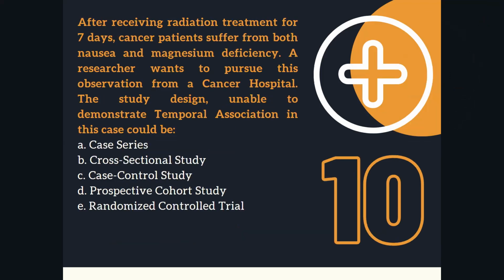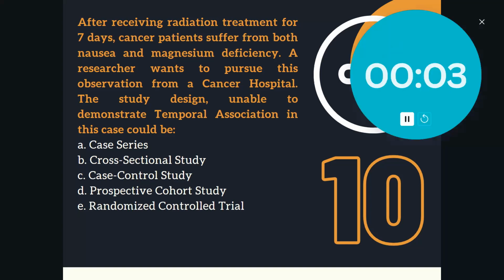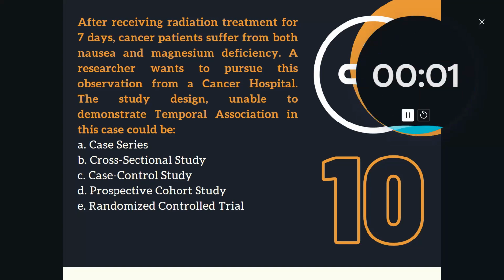After receiving radiation treatment for 7 days, cancer patients suffer from both nausea and magnesium deficiency. A researcher wants to pursue this observation from a cancer hospital for research. The study design unable to demonstrate temporal association in this case would be A, case series, B, cross-sectional study, C, case control study, D, prospective cohort study, and E, randomized control trial. No, the answer is B, cross-sectional study. As I have told, 2 biases are involved in cross-sectional study. Number 1 is temporal bias and number 2 is selection bias.